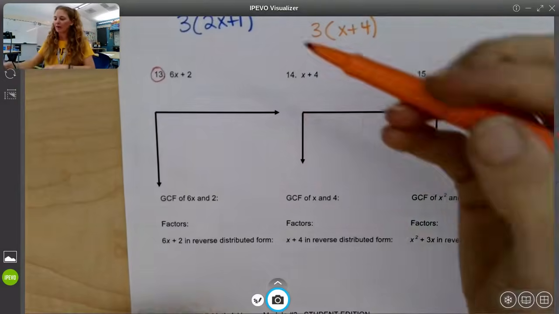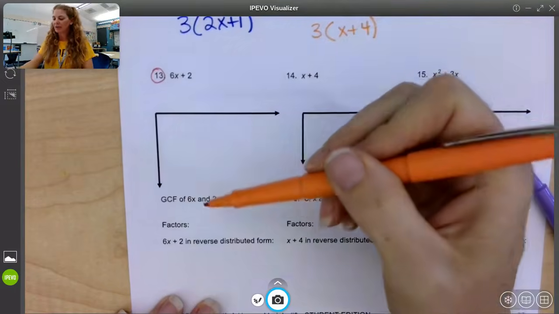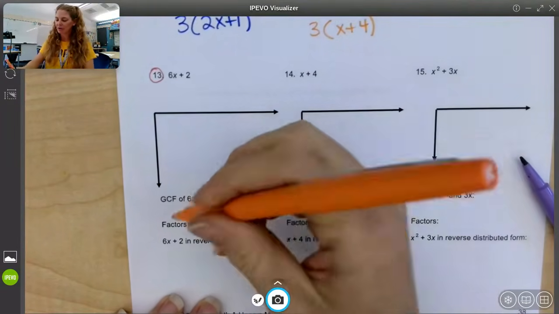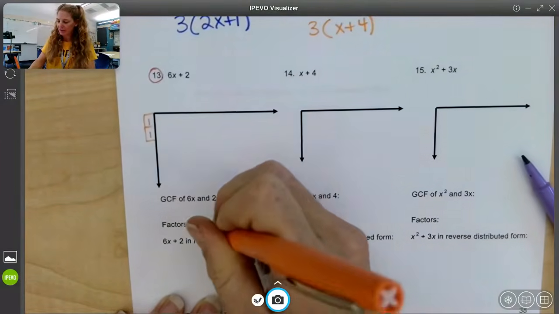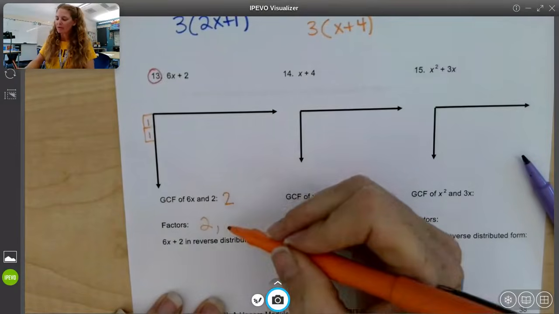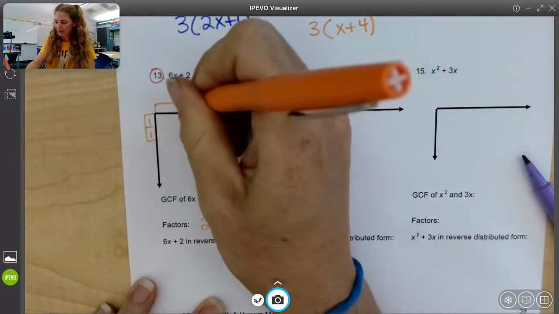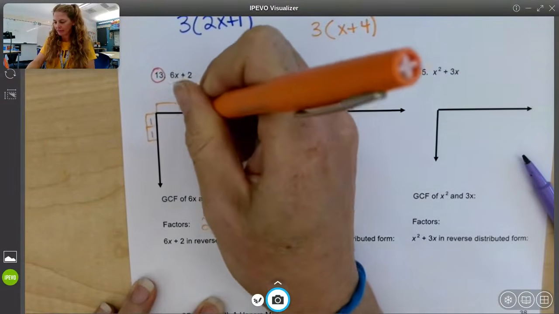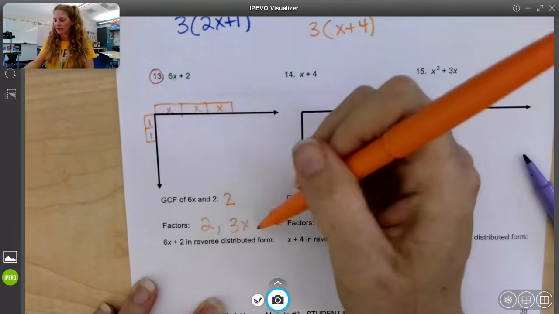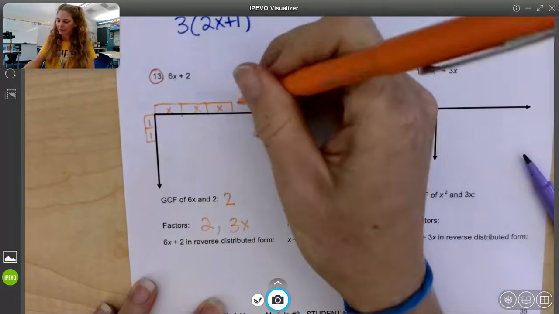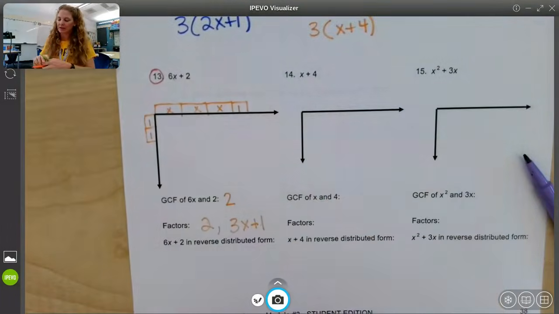So again, we have our area as a sum. We want to think about the GCF. The greatest common factor of 6x and 2 is 2. So we know we're going to have 2 singles over here, and our factor is going to be 2 and something else. 2 times what gets me 6x? 2 times, that's right, 3x. 2 times 3x gets me 6x. 2 times what gets me 2? That's right, 1. So our factors are 2 and 3x plus 1.